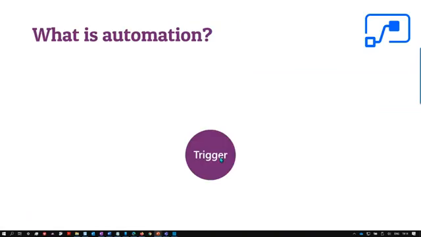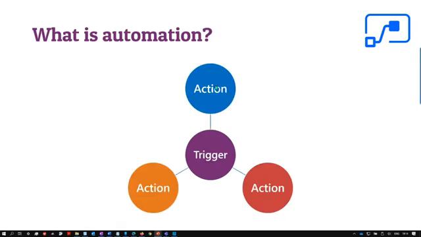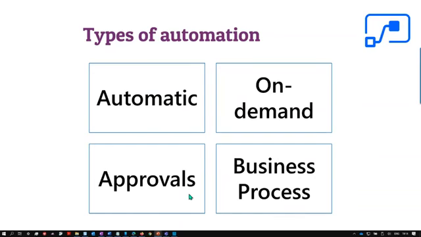So how does it work? It works on a trigger. In this case, a form being filled is the trigger. And then you say, if the form has that content, do this action, otherwise that action, like that. So it's just a combination of triggers and actions. There are different types of flows available, including approvals, which can be very useful for workflow automation without programming.